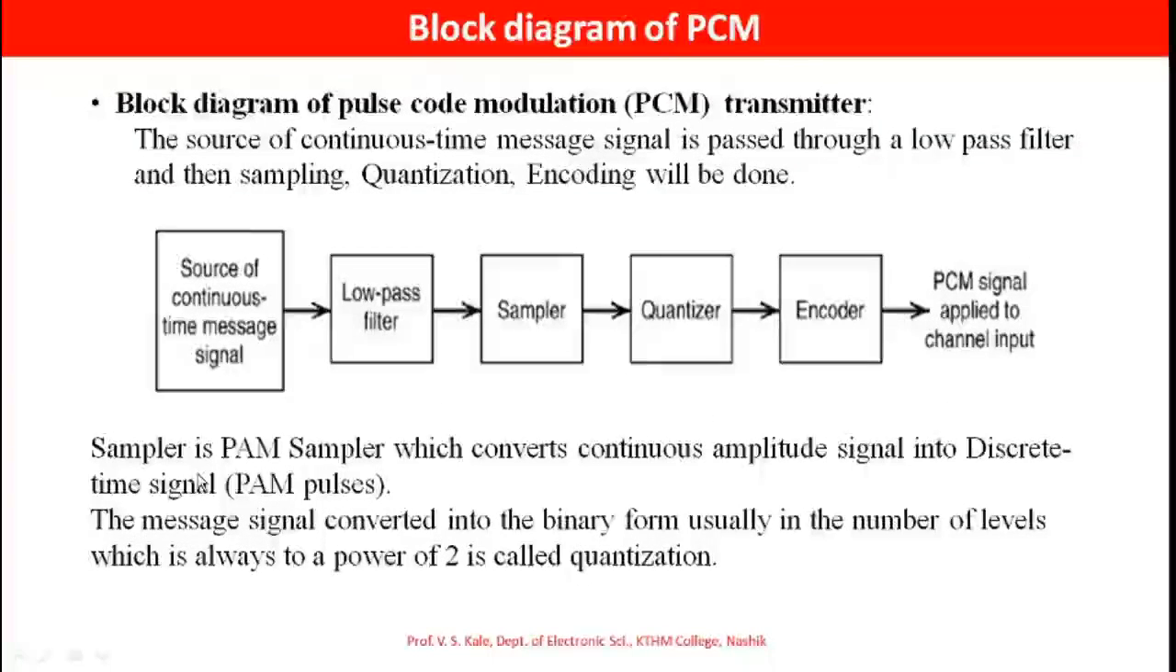See, sampler is a pulse amplitude modulation sampler which converts continuous amplitude signal into discrete time signal, that is pulse amplitude modulation pulses. The message signal is converted into the binary form, usually in the number of levels, which is always a power of 2, and this is called quantization.